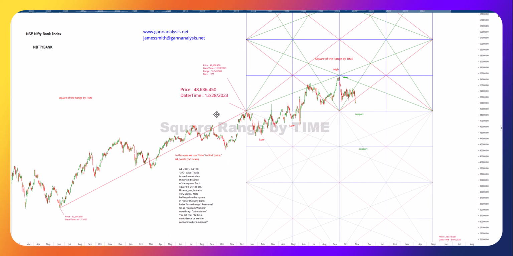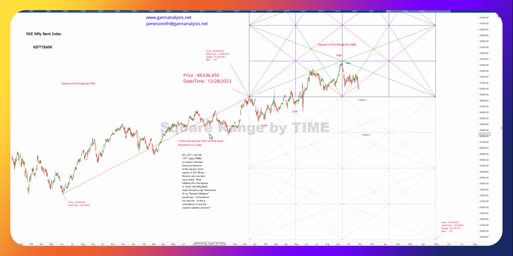So how is this useful? Well, it just so happens that I drew this square a long time ago, back here, when it formed this high. I was looking at it and thinking, well, maybe that's a high. And then, of course, I haven't covered this market for a while, but it went on to make new highs. And you're saying, well, the square is no longer useful. Well, I beg to differ.